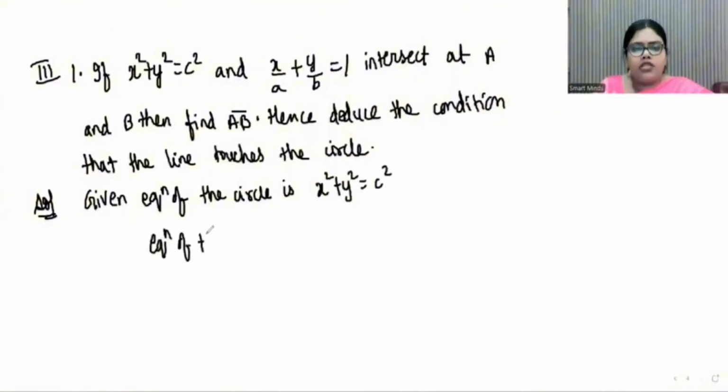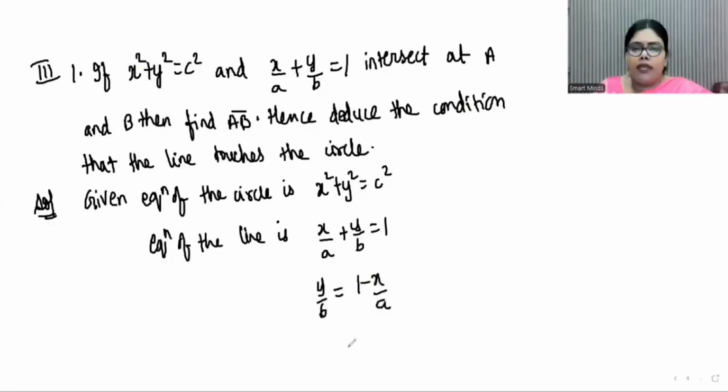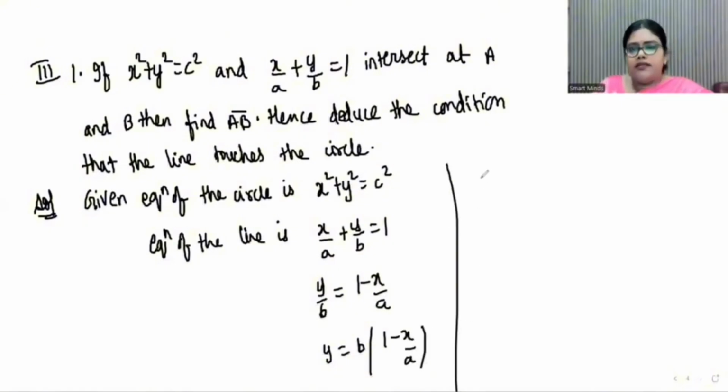And what is the equation of the line? The equation of the line is x by a plus y by b is equal to 1. From this line, if I want to find y, then we can write y by b is equal to 1 minus x by a. So y is equal to b into 1 minus x by a. So you can write this as y is equal to minus b by a x plus b. Now we substitute this y value in the circle equation, substituting this in equation number 1.